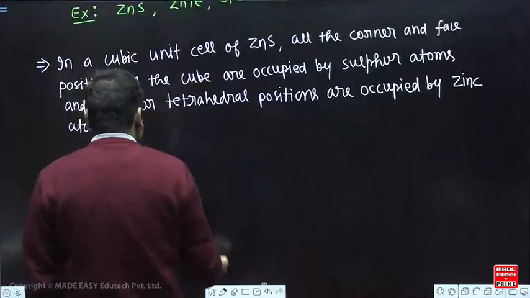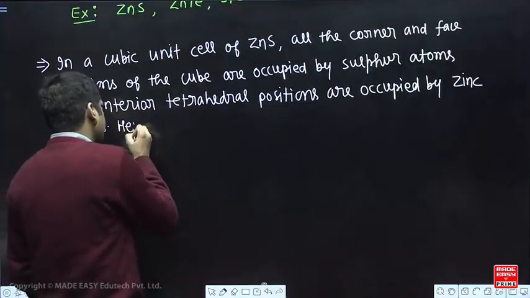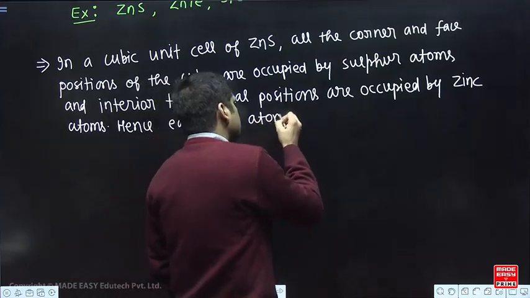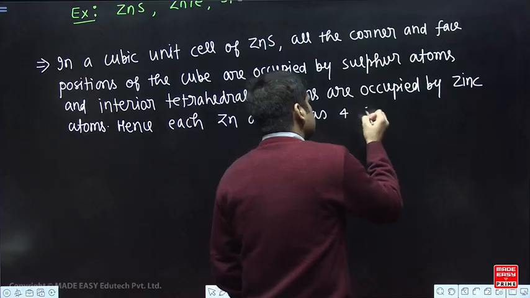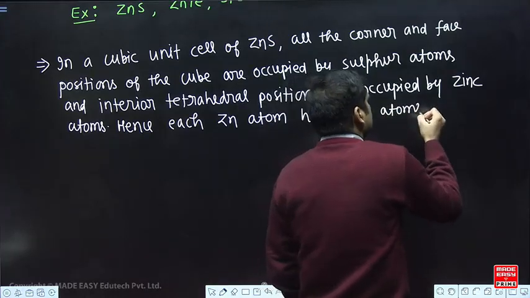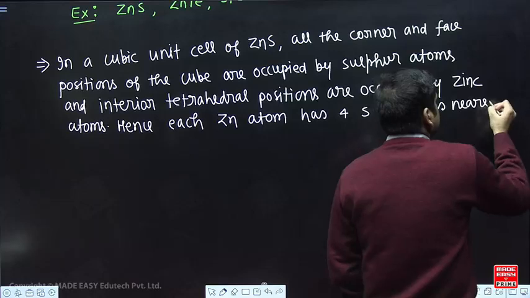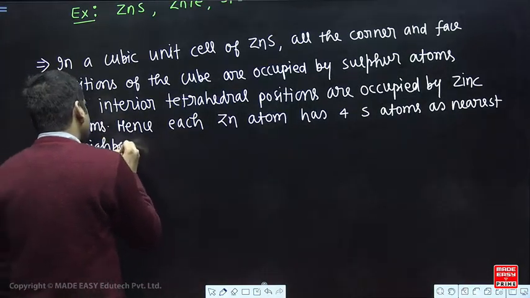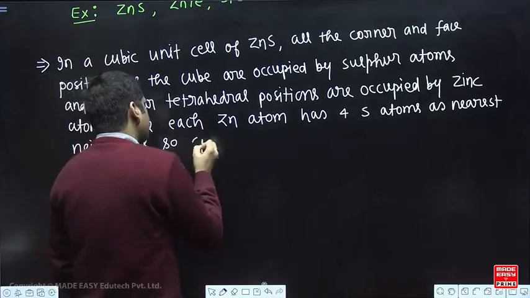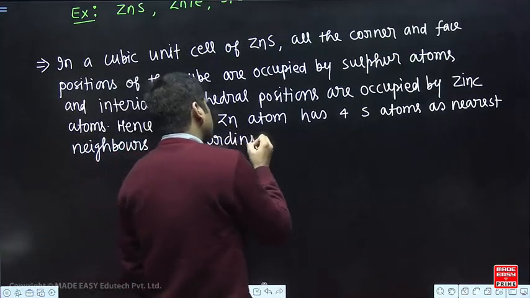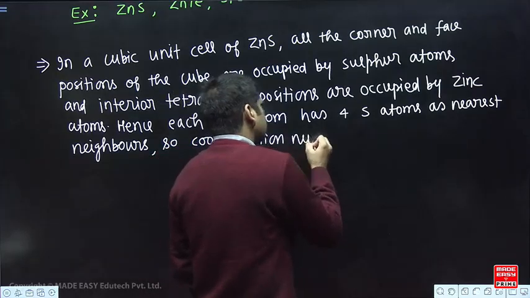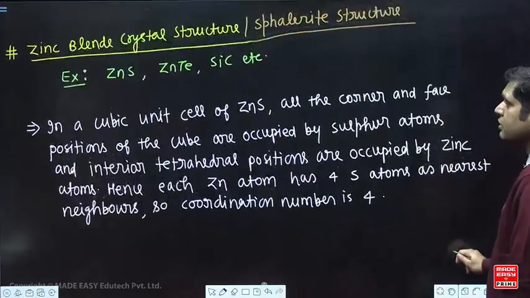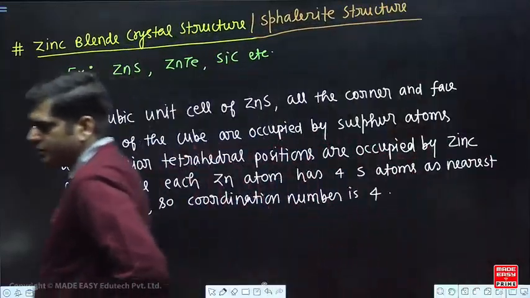Hence, each zinc atom has 4 sulfur atoms as nearest neighbors. So coordination number is 4. Please note down. This is all about the zinc blende crystal structure. Write it quickly.